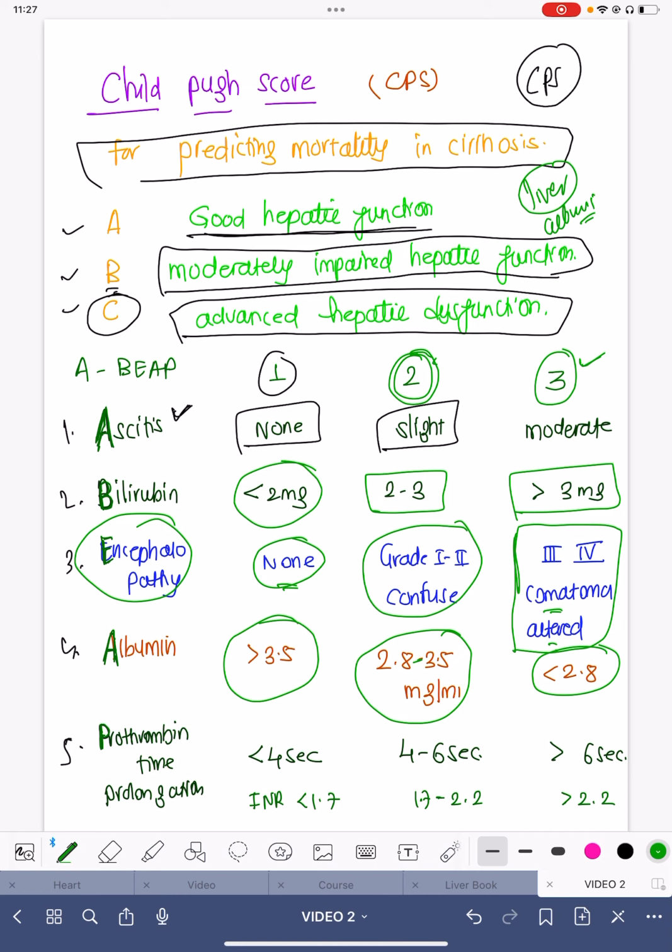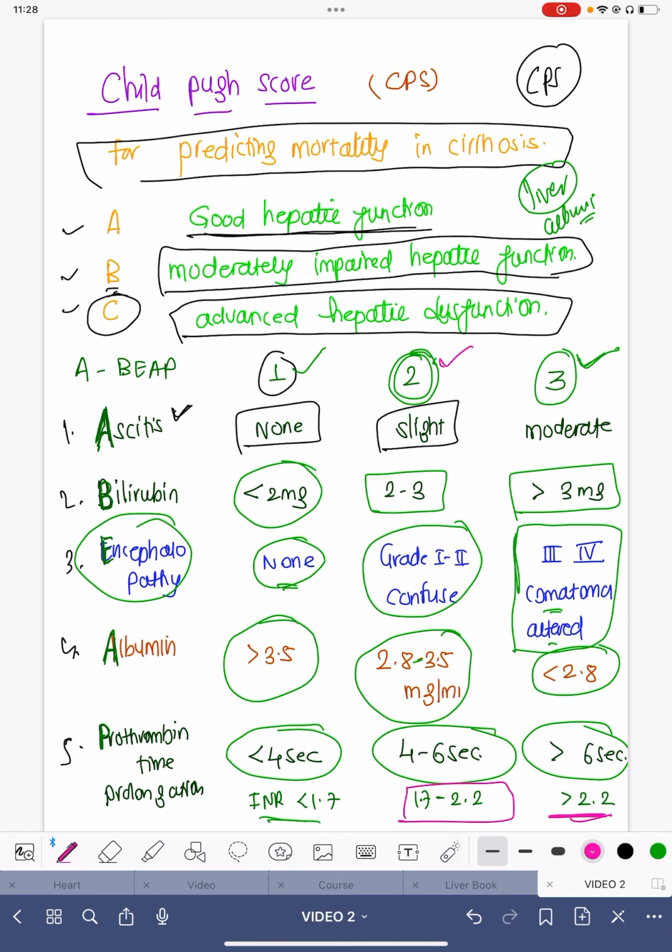And the last thing is the prothrombin time prolongation. If the prothrombin time prolongation is not much, if it is less than 4 seconds, we give a score of 1. If the prolongation is between 4 to 6 seconds, we give a score of 2. And if the prolongation is more than 6 seconds, we give a score of 3. If the prothrombin time prolongation is not available, we can calculate the same thing on the basis of INR. If INR is less than 1.7, we give a score of 1. If it is between 1.7 to 2.2, we give a score of 2. And if it is more than 2.2, we give a score of 3.